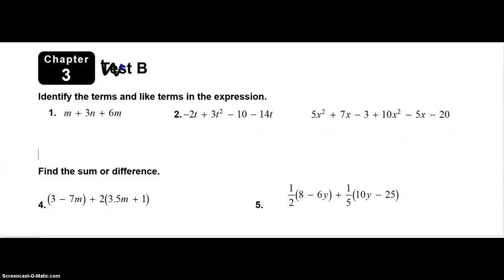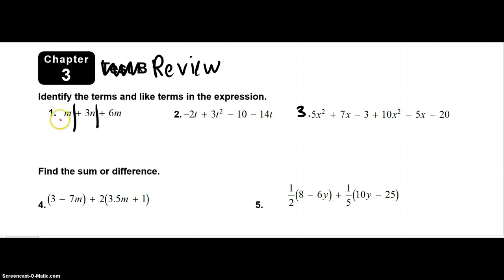This is our Chapter 3 review packet. Our first 3 questions say to identify the terms and like terms in the expression. So here we're going to divide our expression into terms, and then we're going to identify our like terms here.